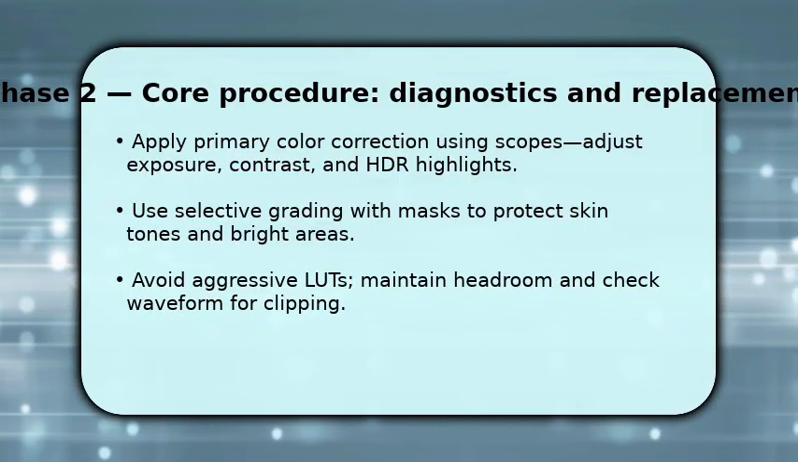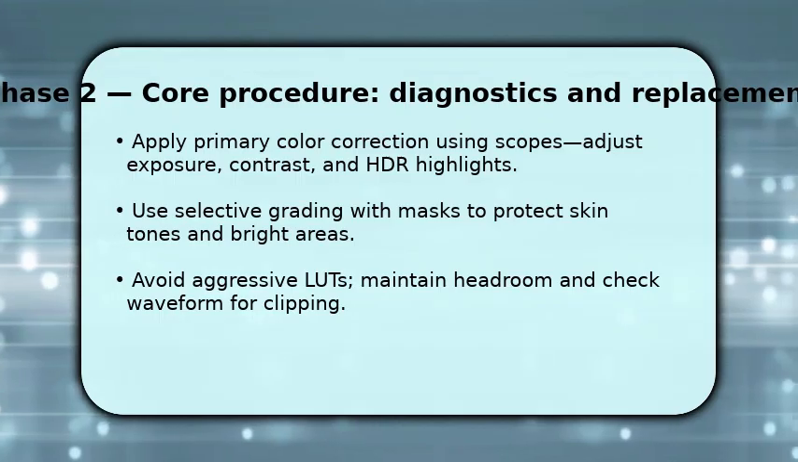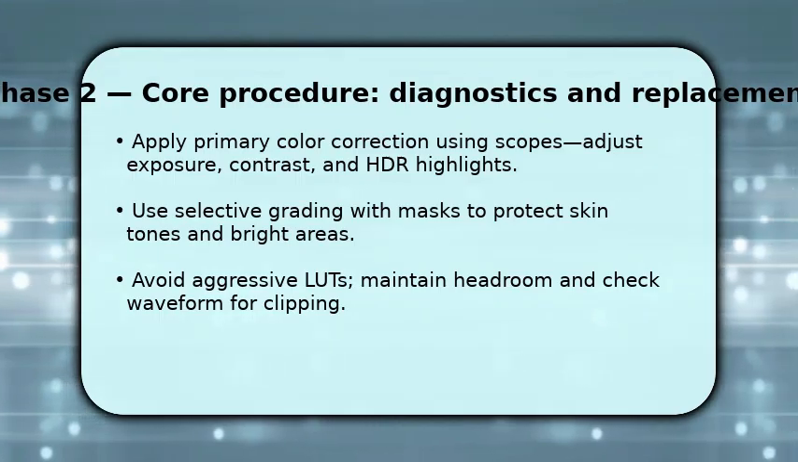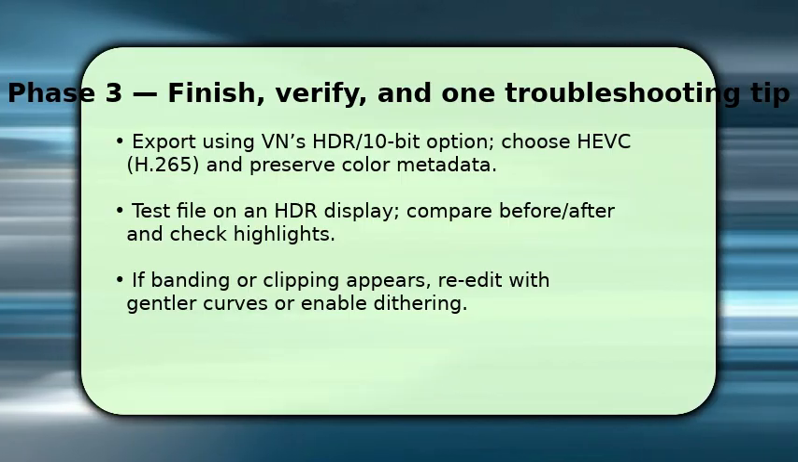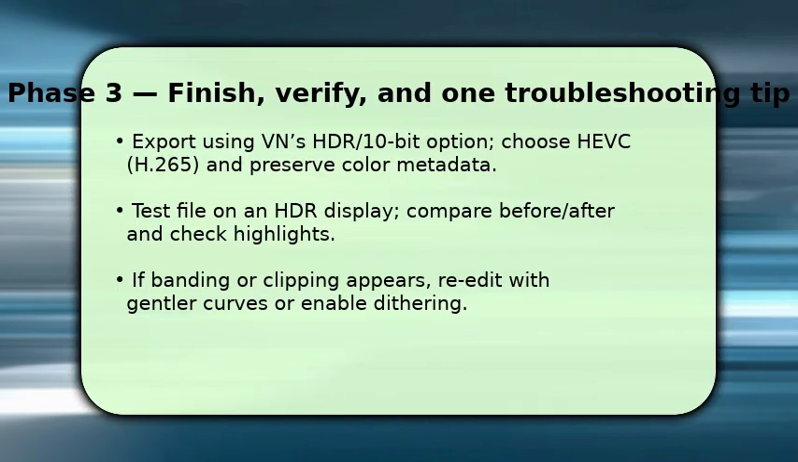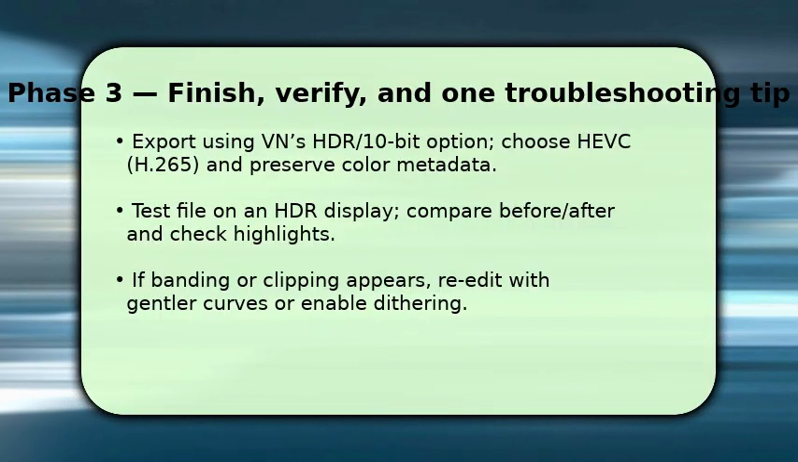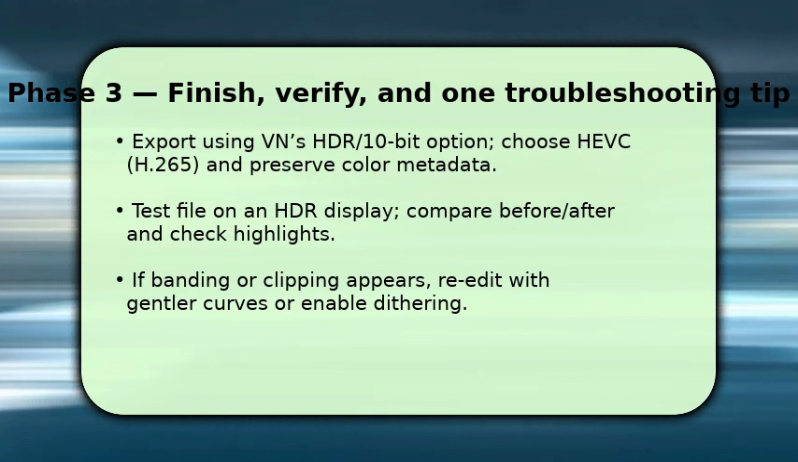To finish, export with VN's HDR or 10-bit option, select HEVC H.265, and retain color metadata so HDR flags travel with the file. Once exported, play the video on a verified HDR display or phone to confirm highlights and colors match your edit. If you see banding, posterization, or clipped highlights, return to the project. Reduce curve contrast, lower highlight recovery intensity, or enable any available dithering. These fixes restore smooth gradients.